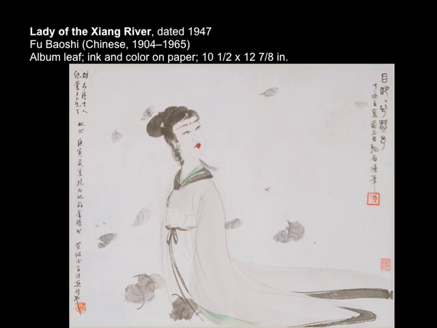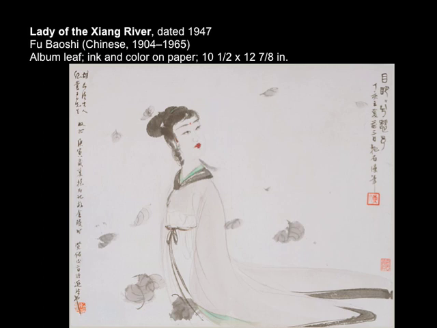Another one of the early transitional people who is going to take us from the Qing to the Republic of China is this guy, Fu Baoshi. And Fu Baoshi is interesting because he does continue to paint. I mean, he, like his counterpart, Xu Beihong, does get sent to a Parisian art academy to learn Western naturalism, and he does use it in his work.